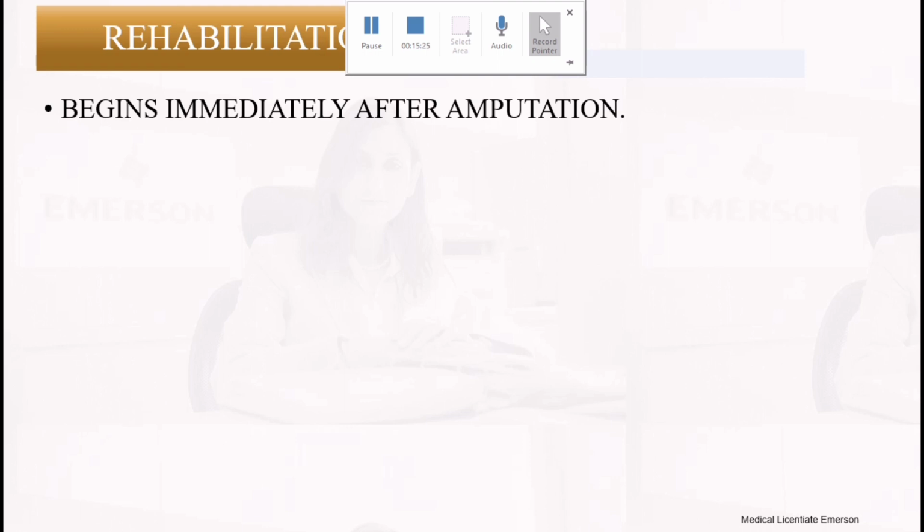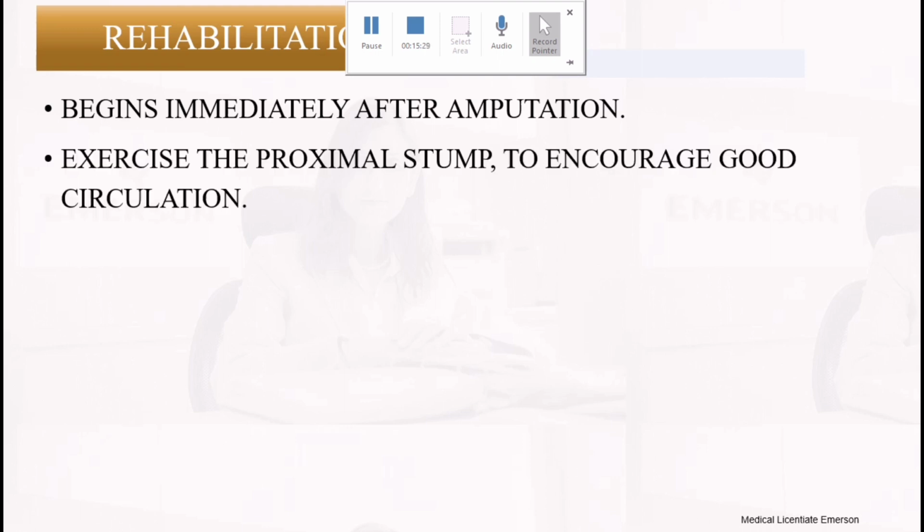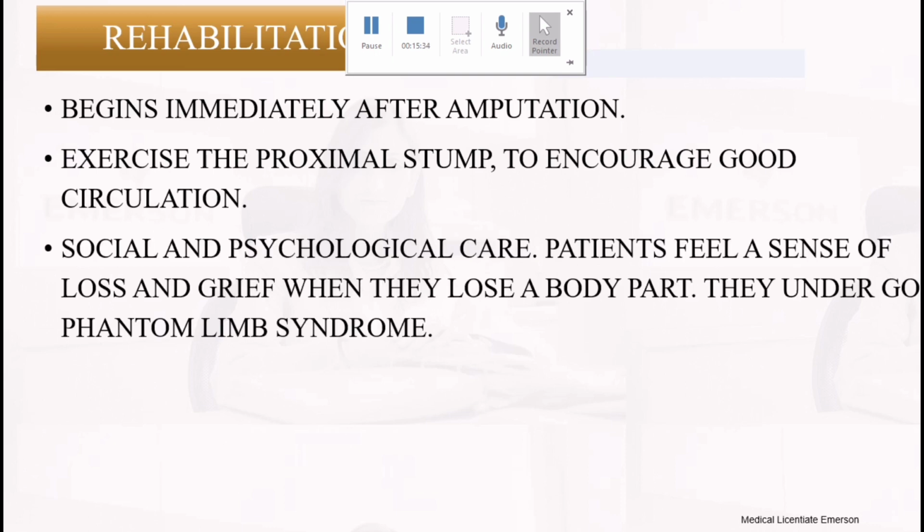Then, of course, you have to start rehabilitation immediately after amputation, where you exercise the proximal stump to encourage good circulation. Then social and psychological care is important. Patients feel a sense of loss and grief when they lose a body part, and they undergo phantom limb syndrome.